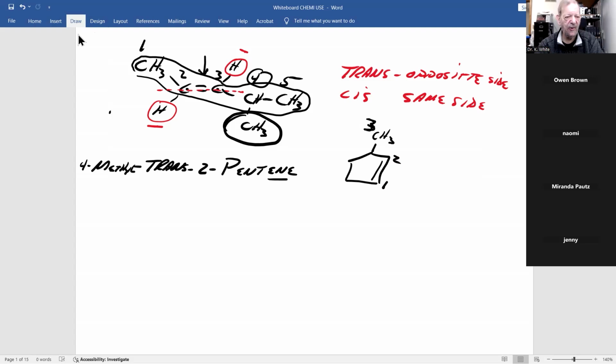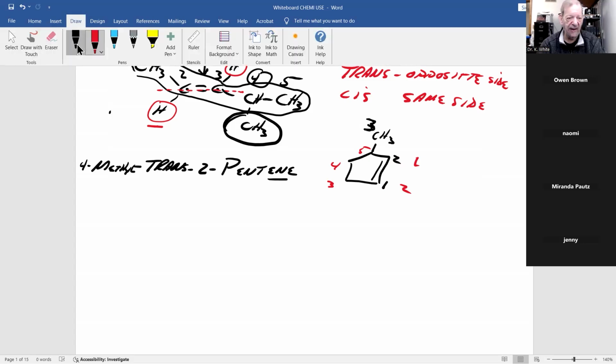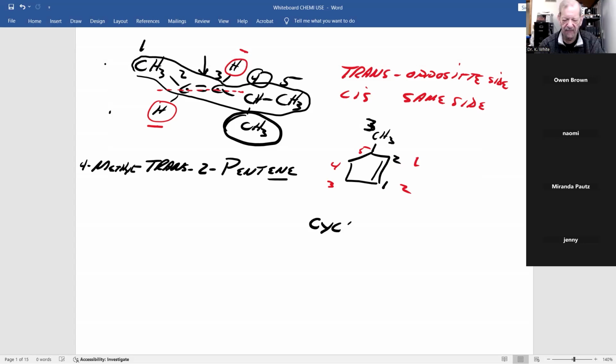If I went the other way, this would be 1, 2, 3, 4, 5. So which is the lower number, 3 or 5? The answer is 3. So first of all, how do we name this? It's a ring, 5 carbons. Rings are cyclo. Don't forget to put the cyclo when you have a ring. Pentane. It's a double bond, pentene.